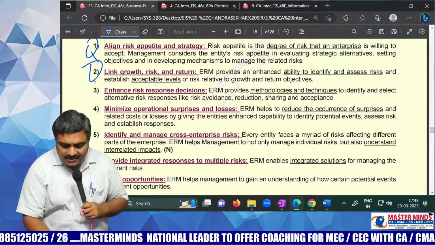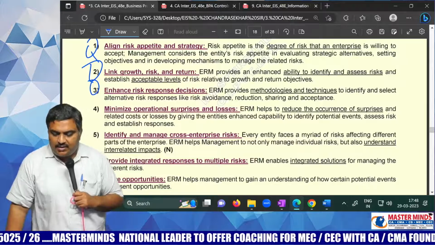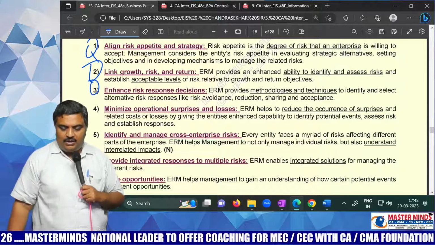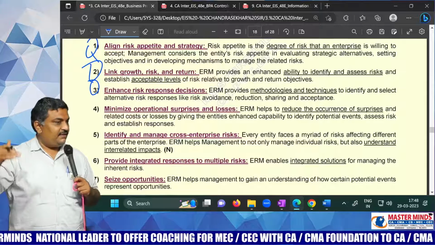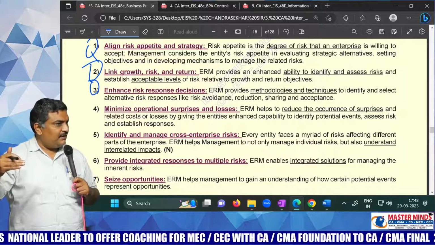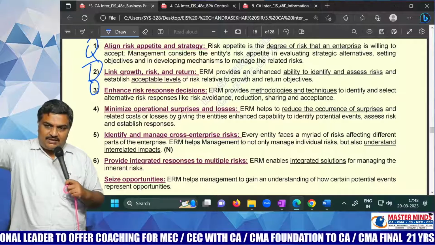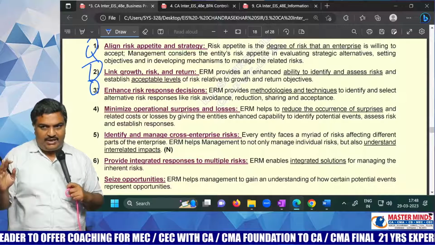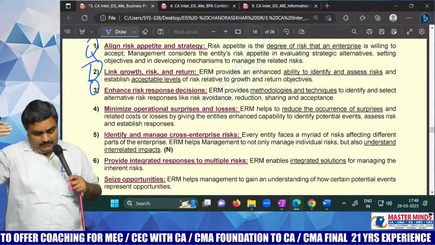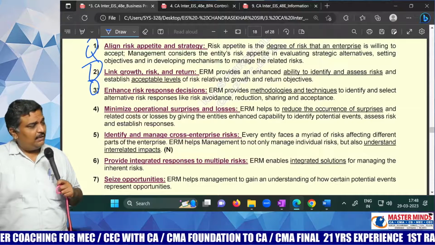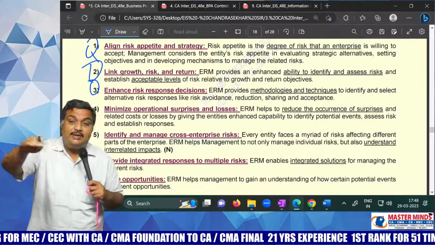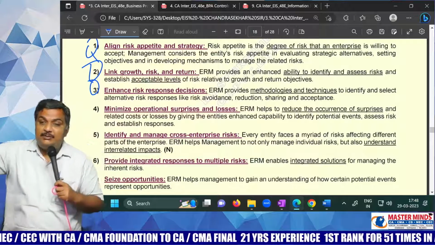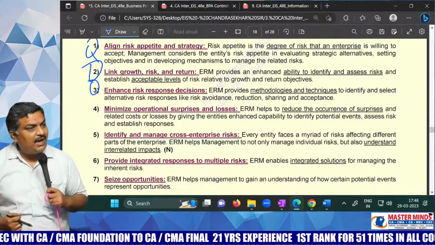And enhance risk response decisions. Enhance risk response decisions means what? You need to understand, okay, I have 10 risks. In these 10 risks, what are data risks, what are business risks, what are strategy risks? That you need to classify. And then next, in these 10 risks, how many risks can be eliminated? How many risks can be tolerated? How many risks can be shared? In that way, you need to have a plan.